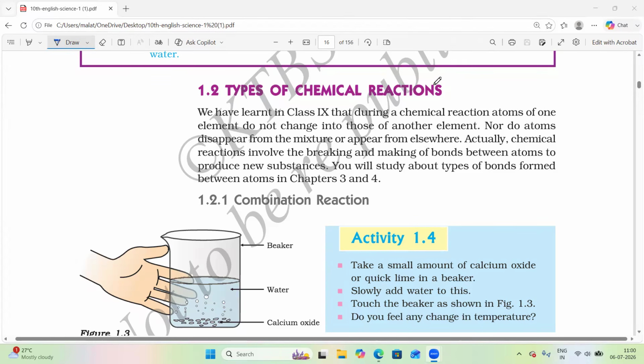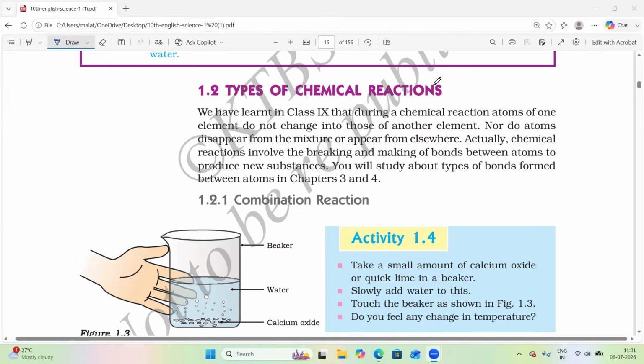Okay, today's session is another topic from chemical reactions and equations, that is types of chemical reactions. In these types of chemical reactions, we have four types: combination reaction, decomposition reaction, displacement reaction and double displacement reaction. We will discuss each type of chemical reaction briefly.